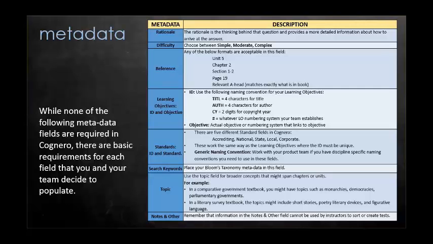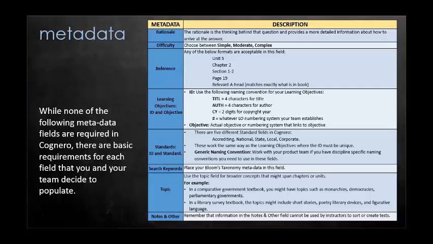The reference. Any of the following are acceptable: Unit 5, Chapter 2, Section 1 and 2, page 19, relevant A-head, which would match exactly what's in the book. Then we have the learning objectives, the ID and the objective. For the ID, you want to use the following naming convention, which we will again get into deeper. It includes title, author, copyright year, and the number. The objective is going to be the actual objective or numbering system that links to the objective.